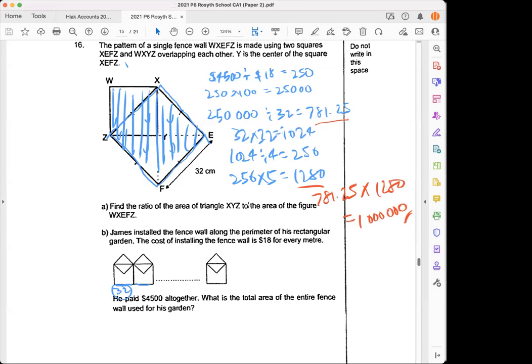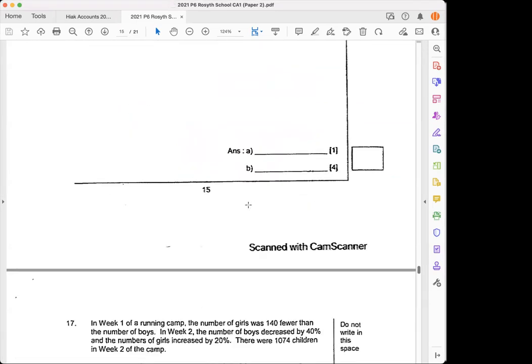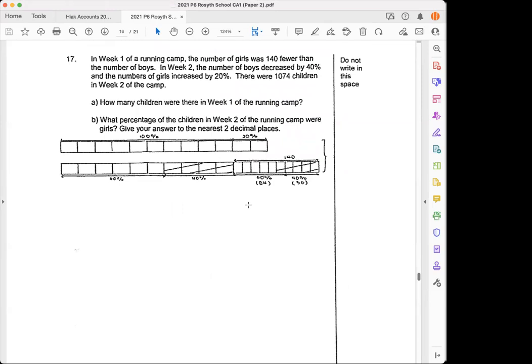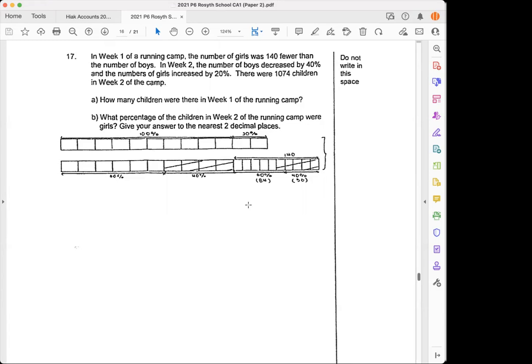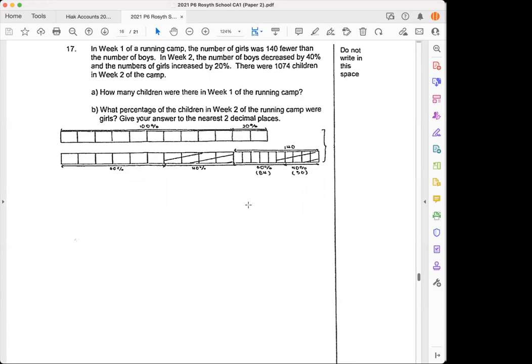Okay, let's continue with the next question. So this question requires you to draw a model. Okay, let's draw it. So this question is a proportion transfer that begins with a difference. And we have done many of these questions in lesson 8. If you cannot do this question, refer to lesson 8.